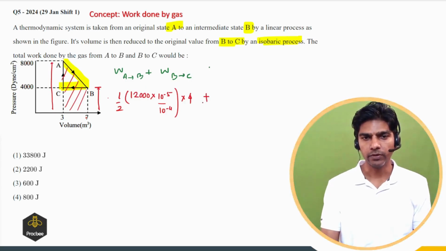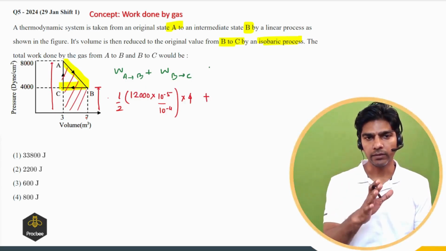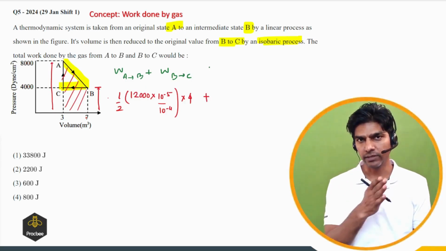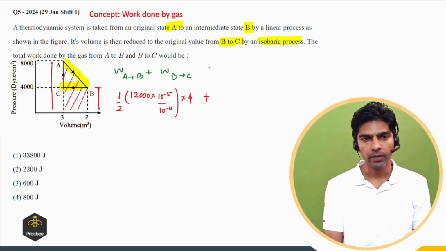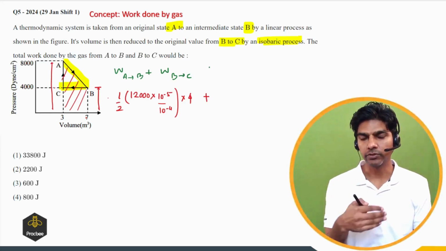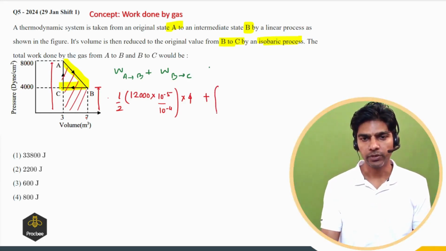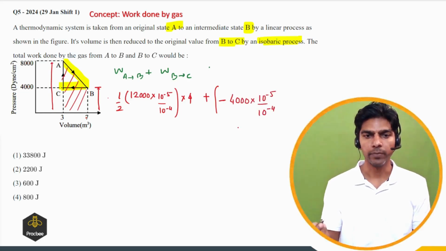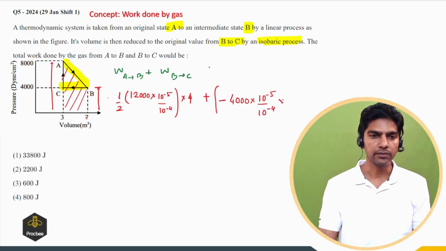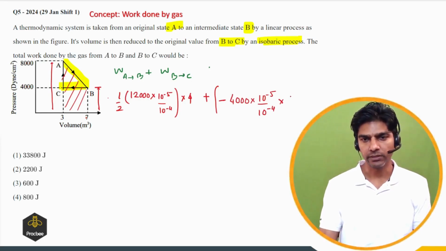Now let us find the work done from B to C. As you can see, from A to B there is an expansion, so it will be a positive work done. But from B to C there is a compression, so it should be a negative work done. So let me put a negative sign here. Then the pressure is 4,000 dyne per centimeter square, so that can be written as 10 raised to power minus 5 divided by 10 raised to power minus 4 pascals, and multiply this with the change in volume, and volume is decreasing, so this will be 4.